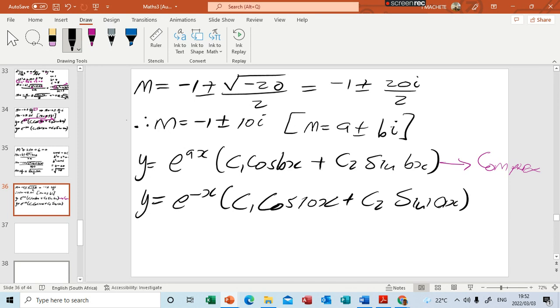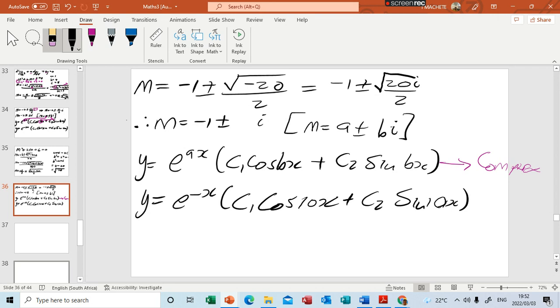How did you get the plus minus 10 from the square root of 20? Yes, what happened to the square root of 20? Oh, sorry. You have to put that square root. I removed the square root. Sorry about that.